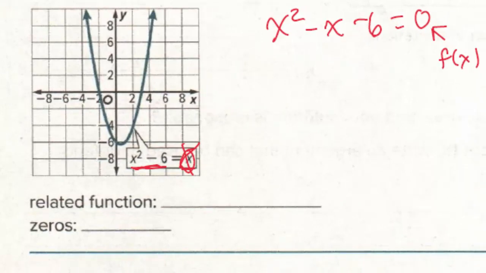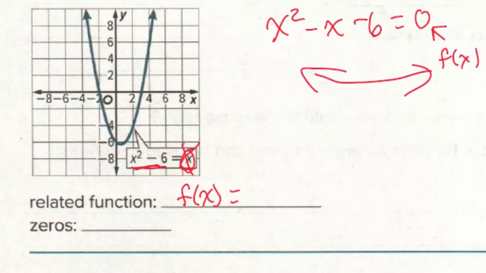So the related function here is f of x equals, and I'm just using the symmetry property here to flip them around, f of x is equal to x squared minus x minus 6. All right, so now we've got to find the x-intercepts. It looks like one of them is right here, and that appears to be negative 2. And the other one is over here, and that appears to be halfway between 2 and 4, which I'm going to say is 3.